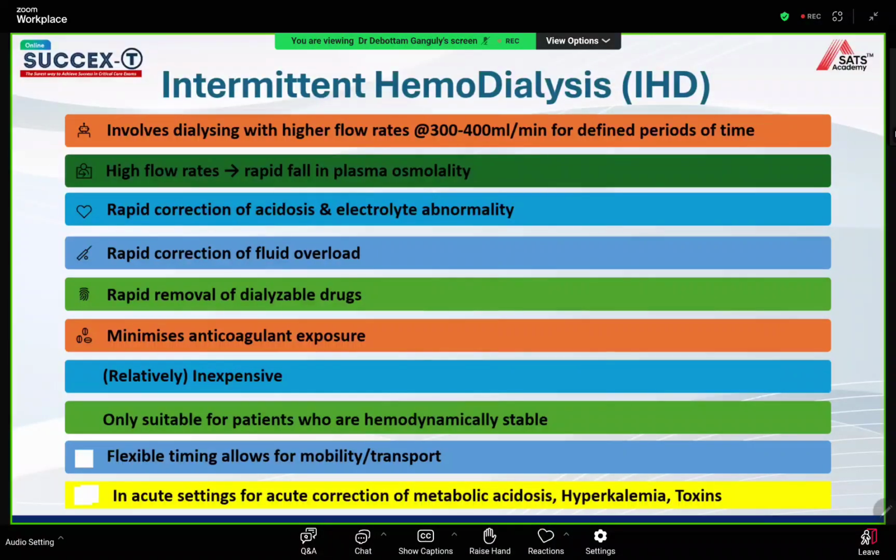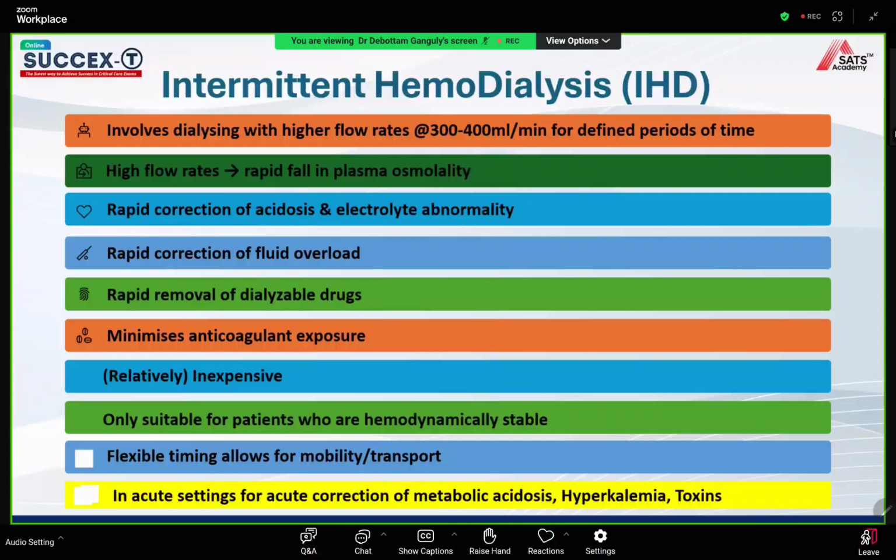Intermittent hemodialysis, as we all know, is the gold standard, and it is the modality we most commonly see in our regular day-to-day practice. It is used for maintenance hemodialysis, where patients with CKD go through IHD usually 2 to 3 times a week, for 3 to 4 hours. There is a pump and filters, and dialysate, and anticoagulant may or may not be required in IHD. It involves dialysing with higher flow rates, around 300 to 400 ml per minute. That is the important point.